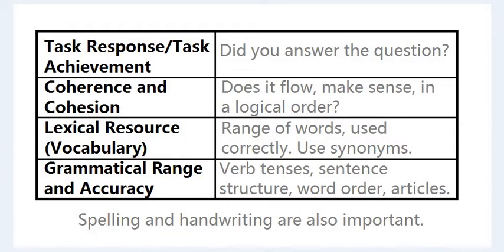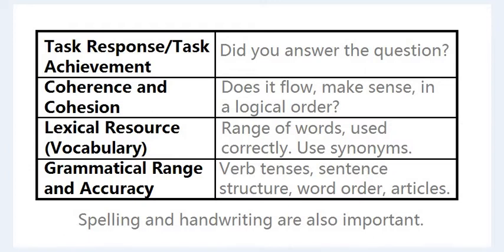Lexical resource is another way of saying vocabulary, so you have to show that you can use a range of words. Synonyms are a good idea, and grammatical range and accuracy is about verb tenses, sentence structure, and general English grammar. Remember that spelling and handwriting are also important, as bad spelling can change the meaning of the word you're trying to say, and poor handwriting can make it difficult for the examiner to understand your meaning.